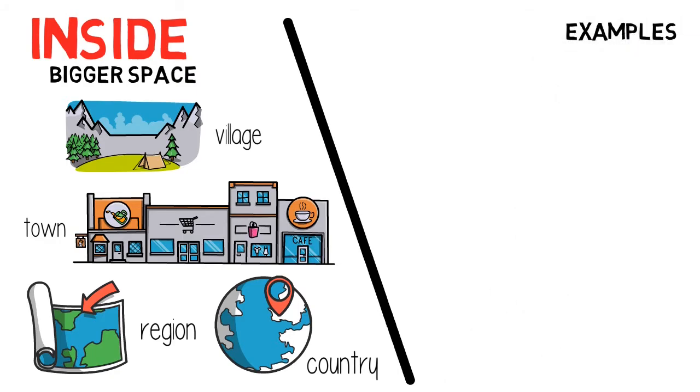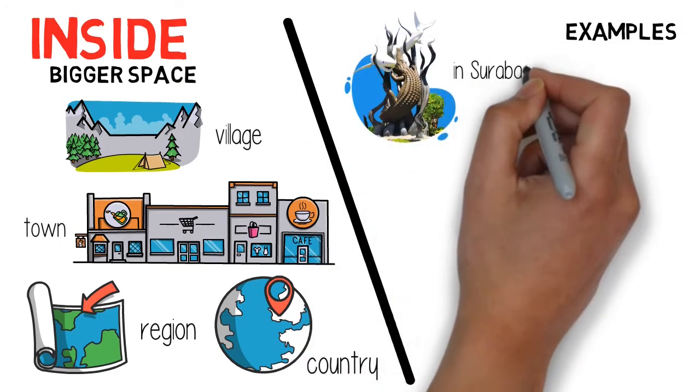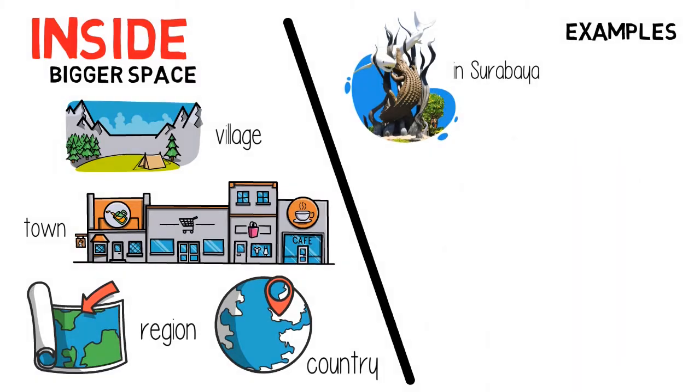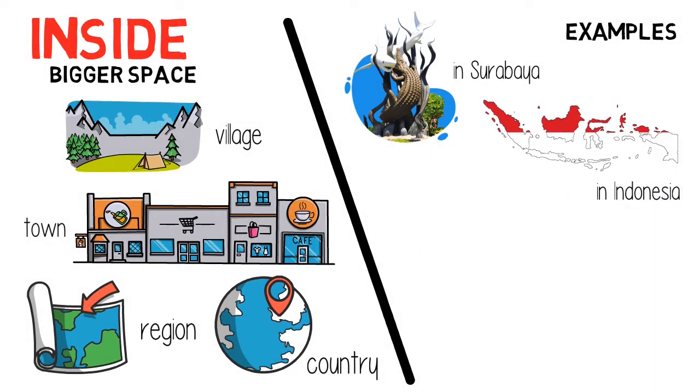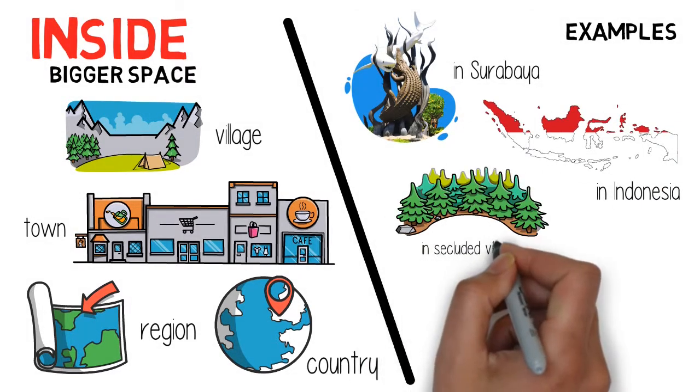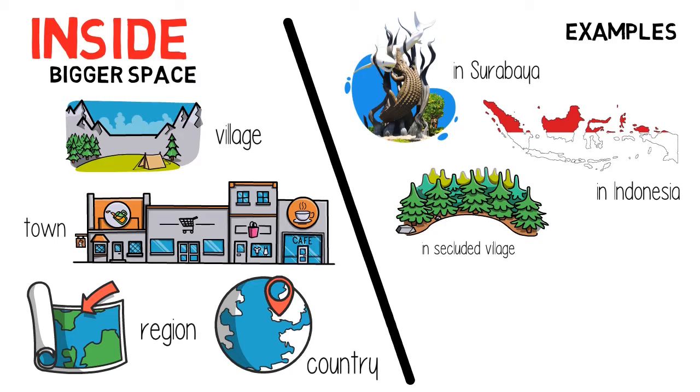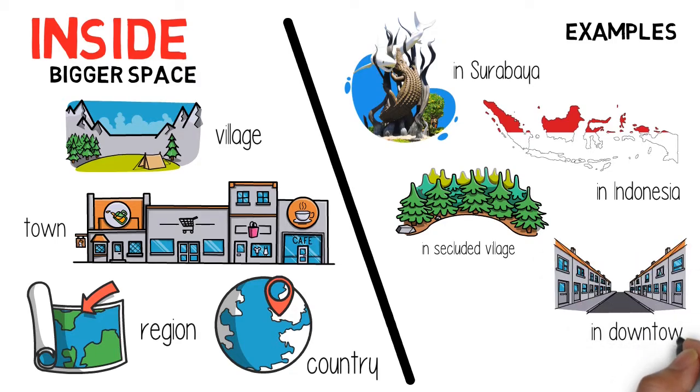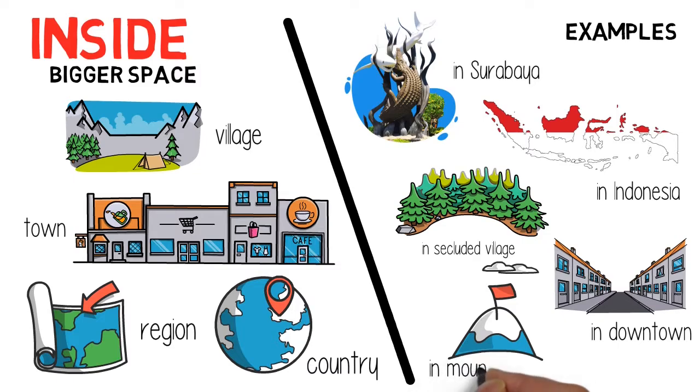Look at these examples. He has been a university student in Surabaya for a couple of years. Were you born in Indonesia? Having a vacation in a secluded village could be awesome. Let's take a walk in the downtown. They like to do hiking in Lawu Mountain.